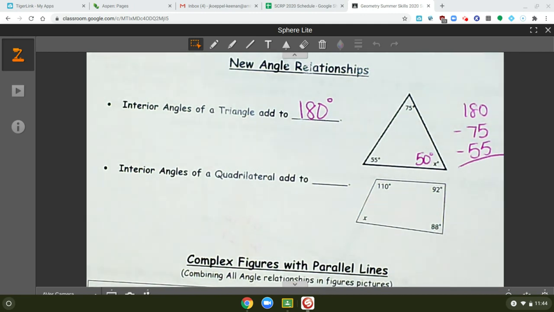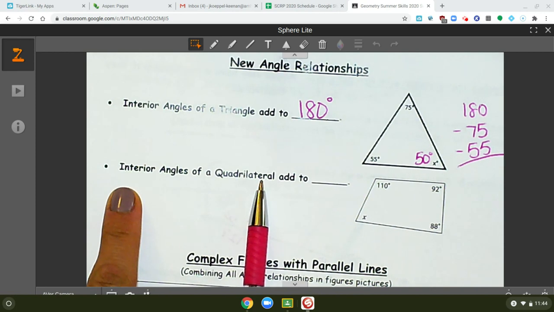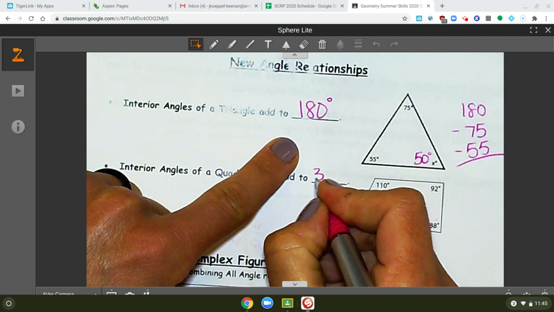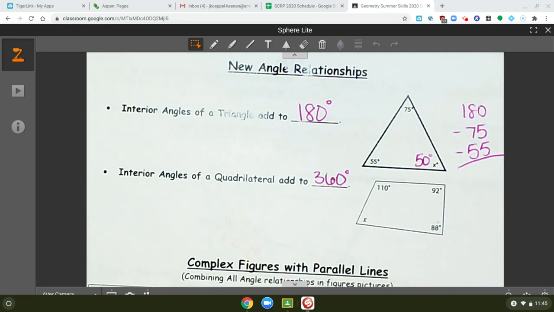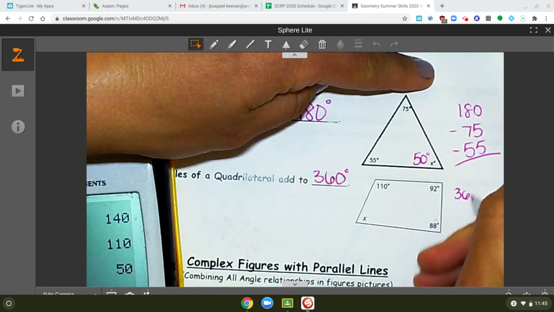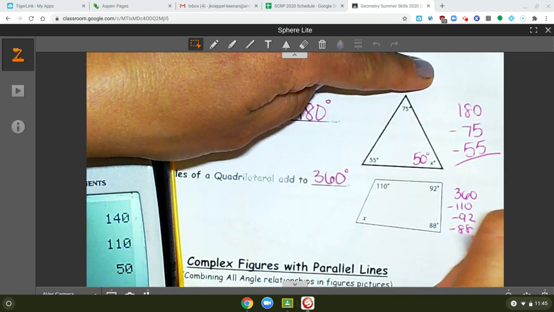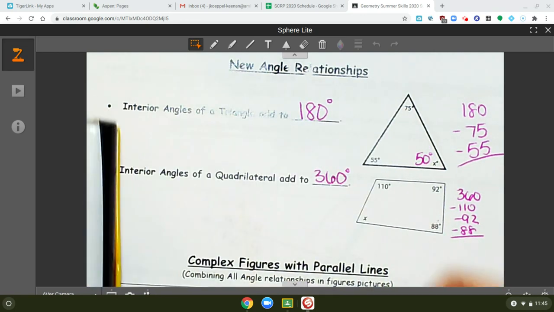Now the second relationship we're going to review is that the interior angles of a quadrilateral add to, well, now there's four angles and they're going to add to 360 degrees. So a four-sided shape, the angles always add to 360. So to find the missing angle X, I'm going to take 360 minus 110 minus 92 minus 88, and let's see what we get. We get 70 degrees.